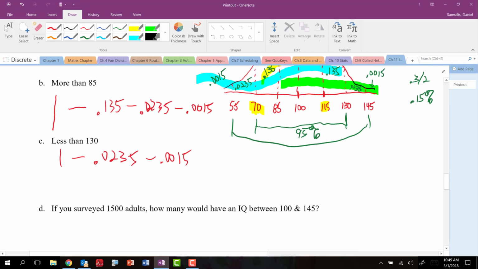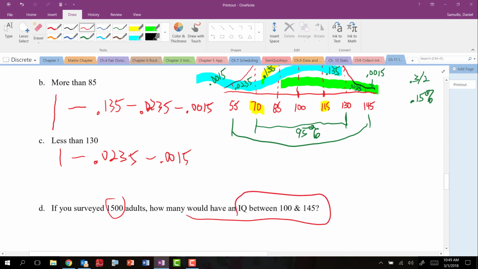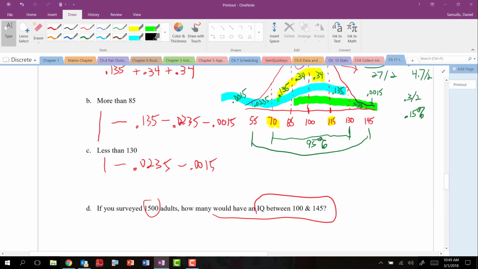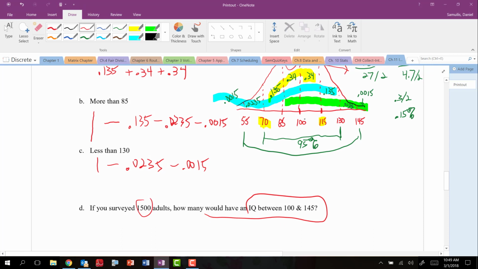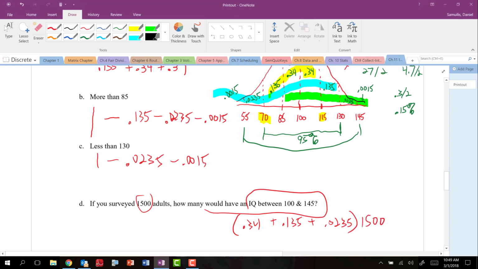Okay, and then for this one, if you surveyed 1,500 adults, how many could you expect would have an IQ between 100 and 145? Between 100 and 145 is 0.34 plus 0.135 plus 0.0235. That percent added together times 1,500. This is what we could expect.